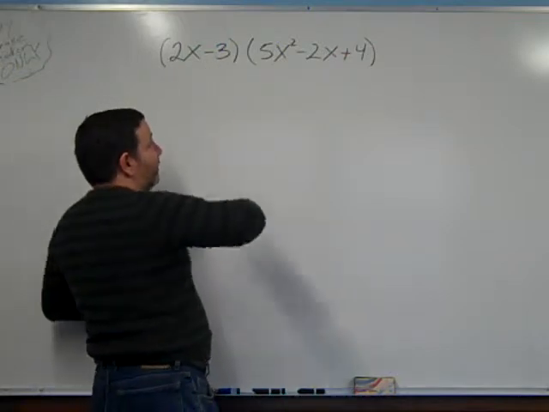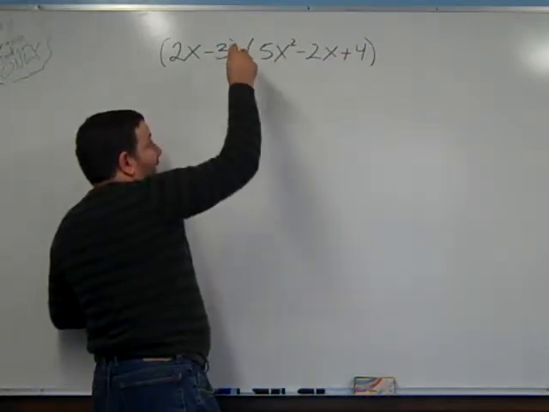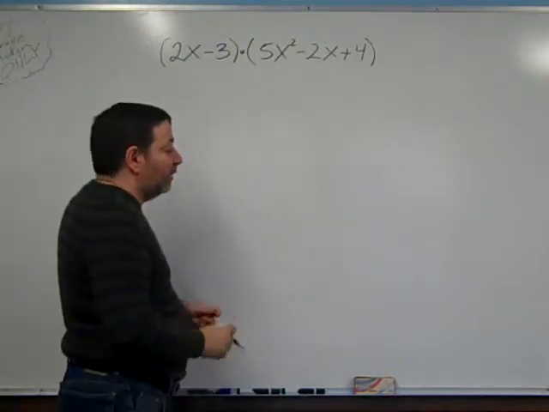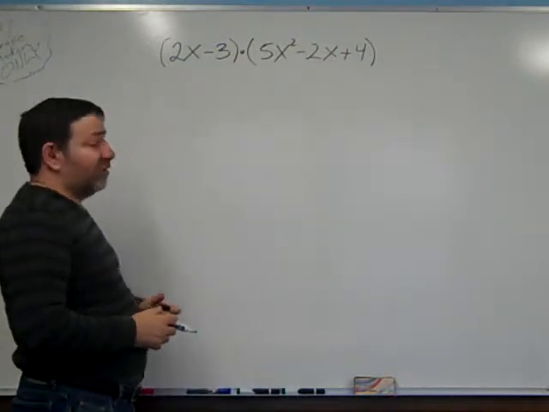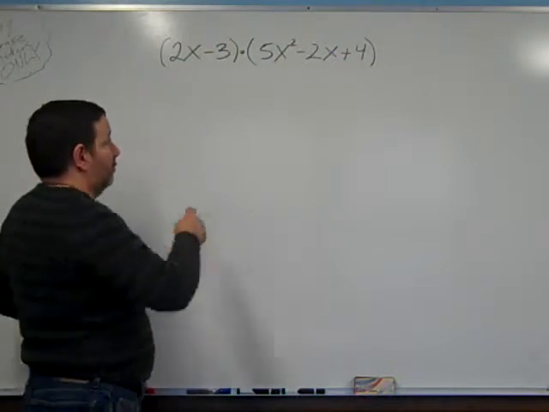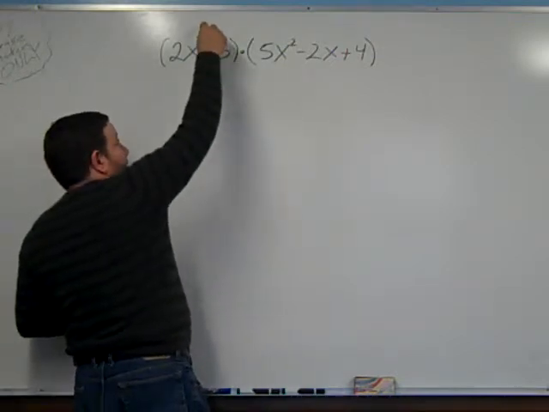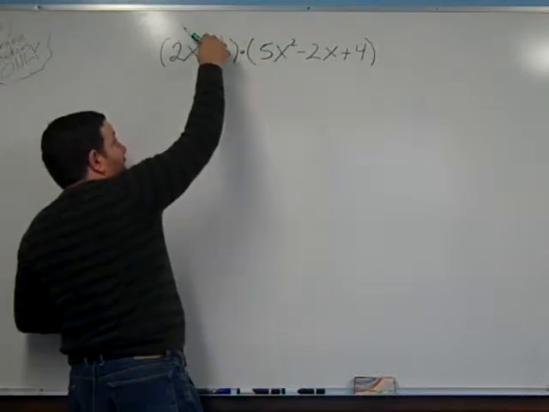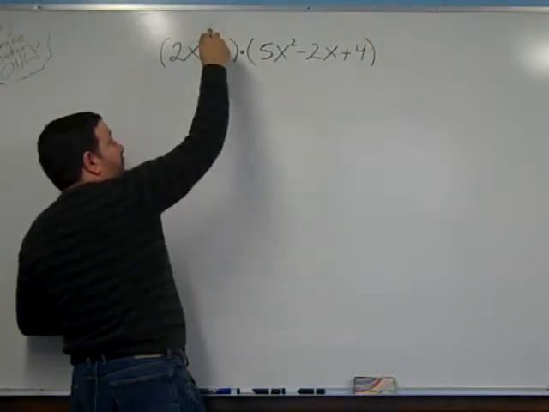2x minus 3 times 5x squared minus 2x plus 4. First thing you should do is identify the terms in the first parenthesis and the second. Terms are separated by addition and subtraction symbols.